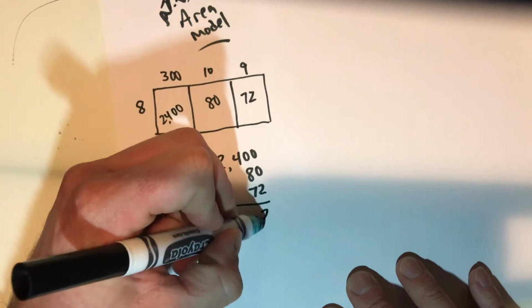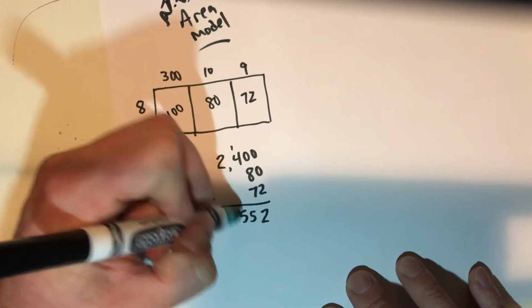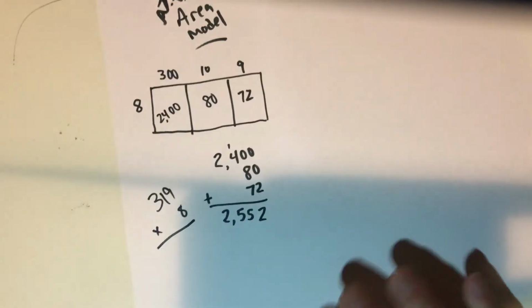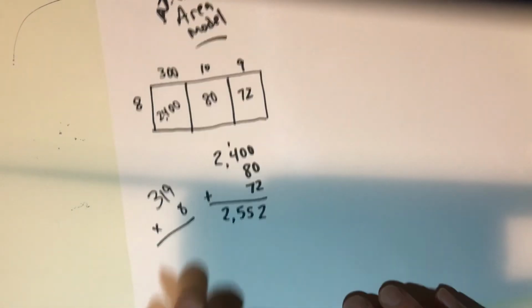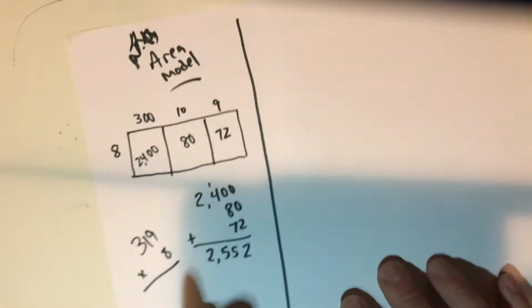Now that we've got it, we're going to add it all together. 0, 0, and 2 is 2. 8 plus 7 plus 0 is 15. 4 plus 1 is 5, and 2 is 2. And there we have our 2,552. All right, so that's our area model.